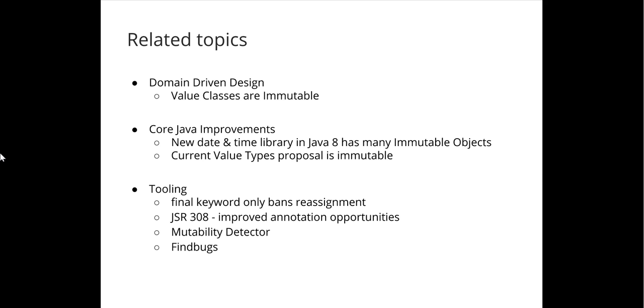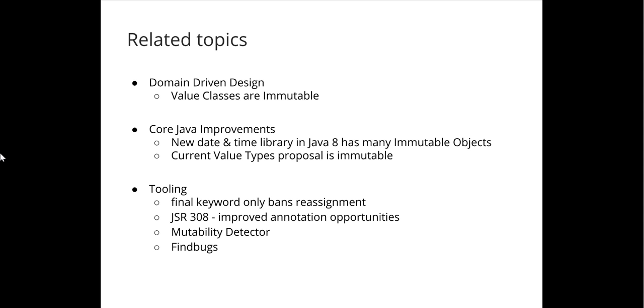It's also a related topic in domain-driven design with value classes. And that's a topic that we're going to see again in Java 10 with the introduction of value types. Other programming languages support that as well. If you're interested in enforcing immutability in your code base, there are various tools that you can make use of. The Mutability Detector is one of them, and FindBugs can often give you some feedback on that as well.